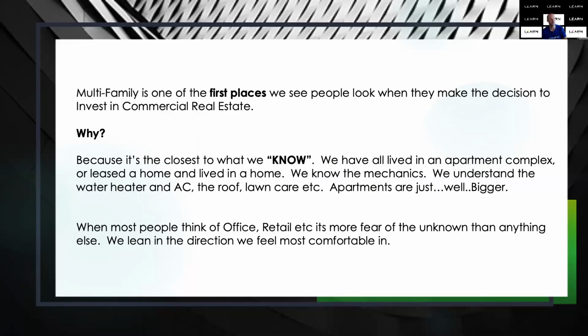Now, multifamily is one of the first places we see people look when they're deciding to invest in commercial real estate. Why? Well, because it's the closest to what we know, right? We've all lived in a house, we've lived in an apartment complex, we understand the mechanics. We understand there's an AC and a roof and a water heater. We know what happens when they go out, we know who to call. It's familiar, right?